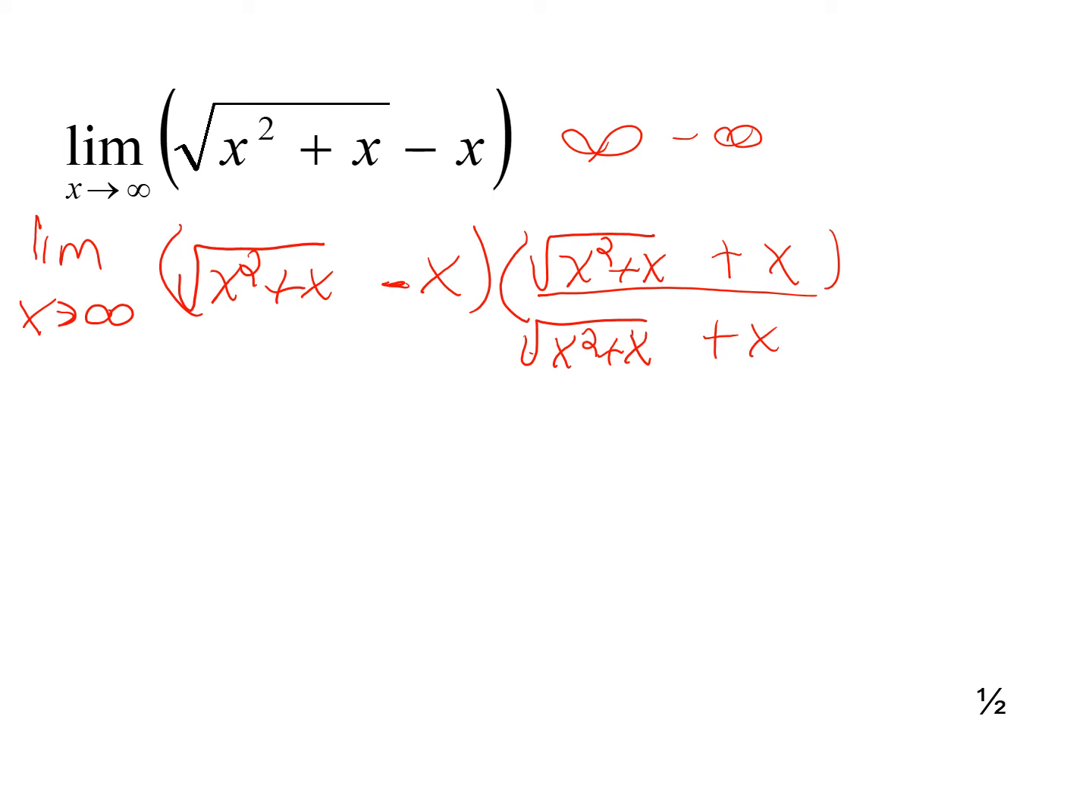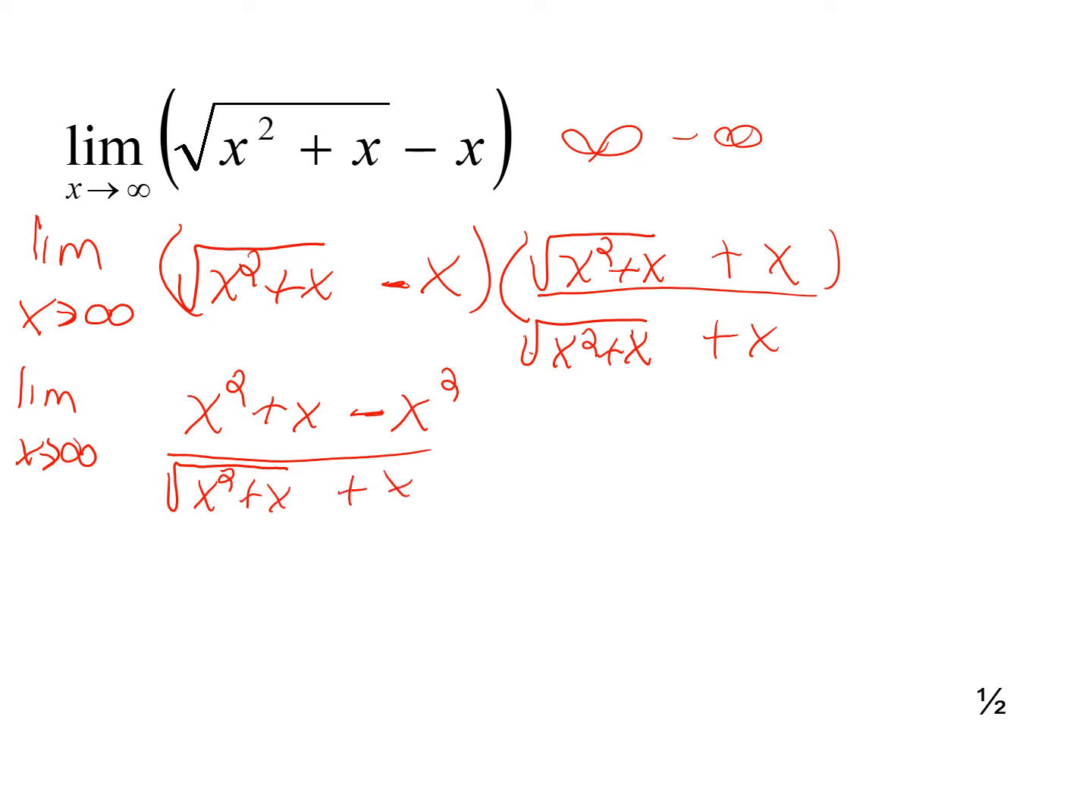Okay, we're multiplying by 1, so we're not breaking any laws there. Multiplying the radicals together would give me x squared plus x minus x squared over the square root of x squared plus x plus x. Now as I go towards infinity, these two will zero out, and I'm going to get x in the numerator.